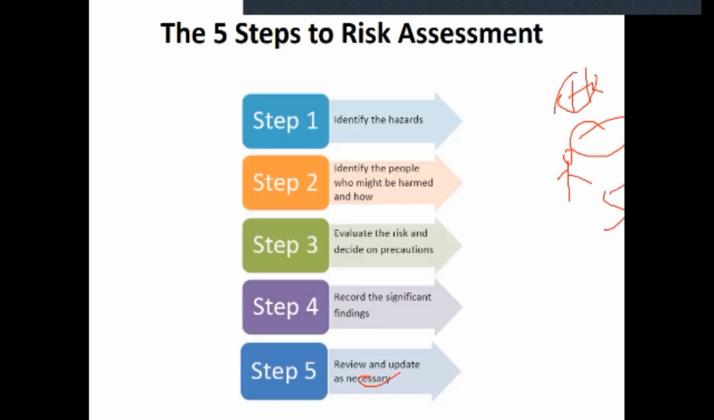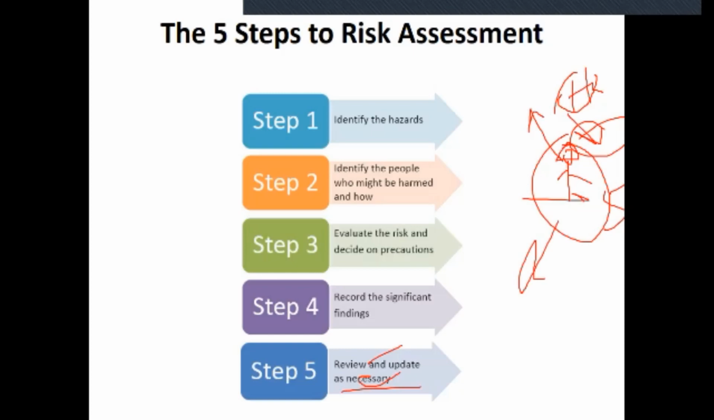And step 3, evaluate the risk and decide on precautions. For example, once we know who is harmed here, then we take the precautions. We send them to some other location, or everybody wears helmets. This way we evaluate the risk and decide on precautions. And if you have any findings, then record the significant findings also. And also if any shortfalls are there, finally review it, update as necessary.